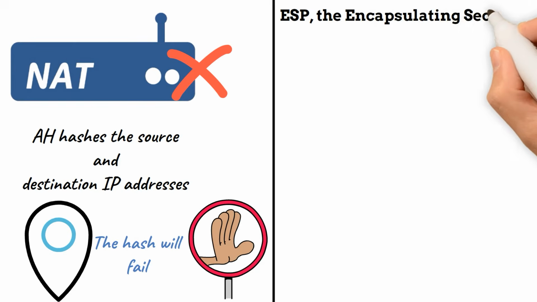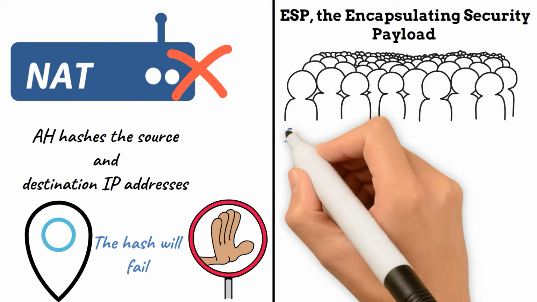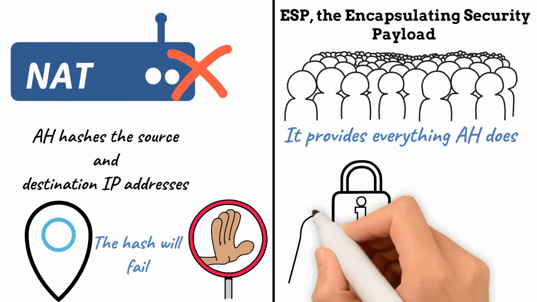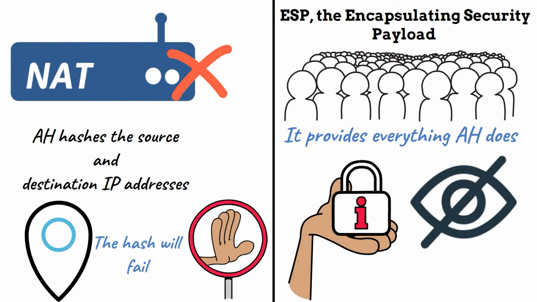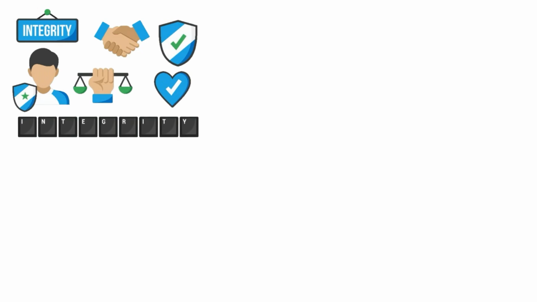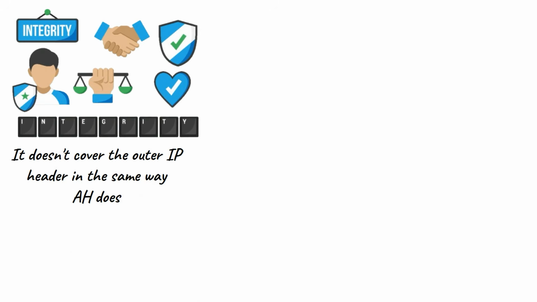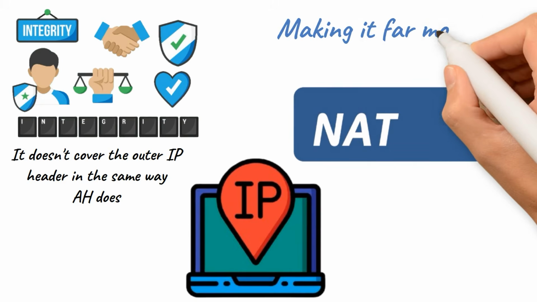ESP, the Encapsulating Security Payload, is the more popular choice today because it provides everything AH does plus confidentiality through encryption, by encrypting the payload of the IP packet so your data is unreadable to anyone who intercepts it. ESP also provides its own integrity and authentication but doesn't cover the outer IP header in the same way. And since it doesn't hash the IP addresses, it works fine with NAT and is far more flexible.